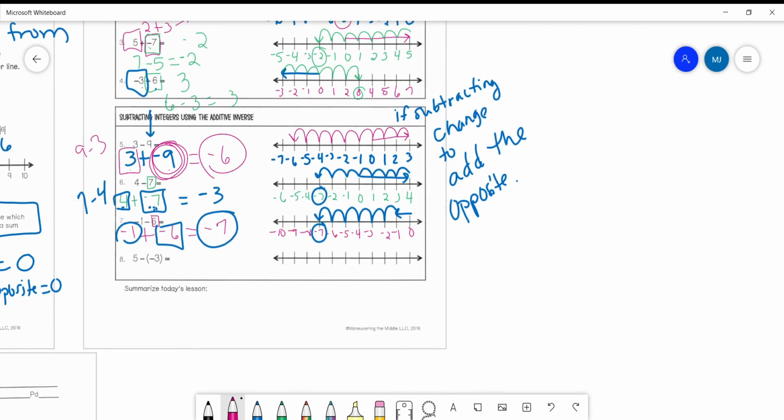Okay, one more subtraction on our notes for today. If we're subtracting, it's the same as adding the opposite. So keep the 5, change subtraction to addition, and then the opposite of the second number. And since it's negative 3, the opposite is positive 3. Now, basic math, 5 plus 3 is 8. But let's model it on our number line.